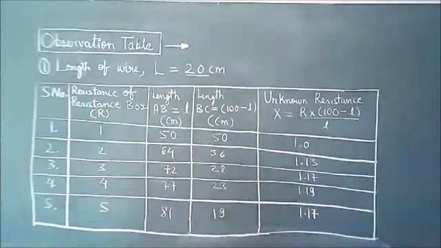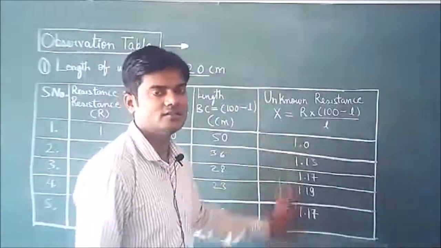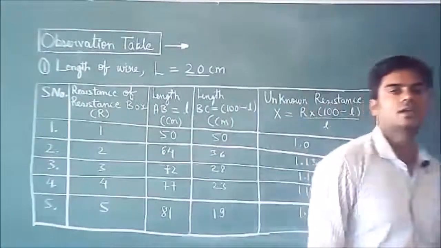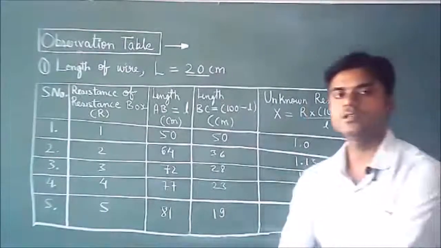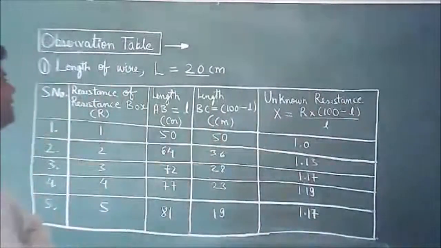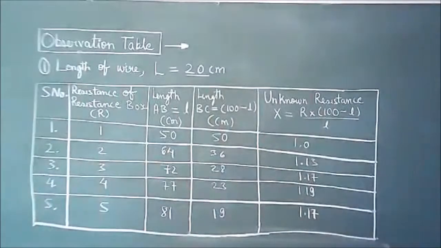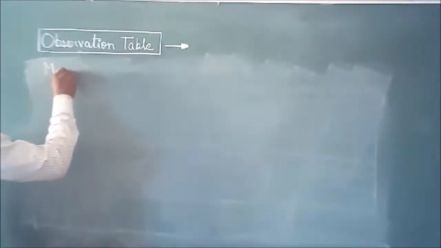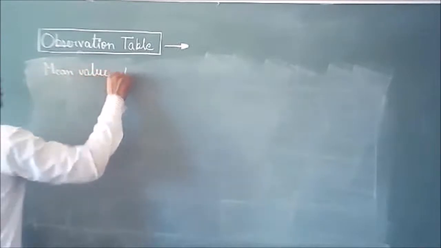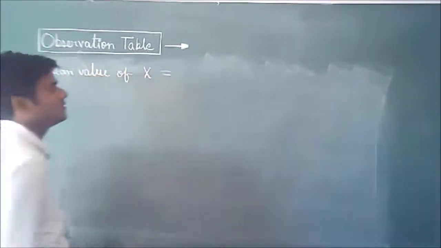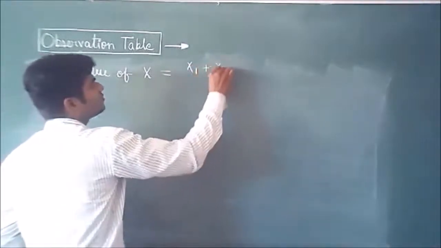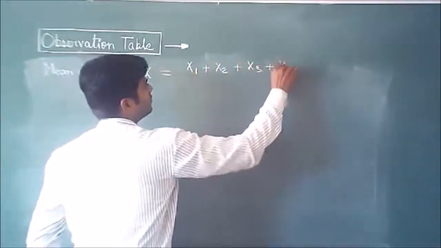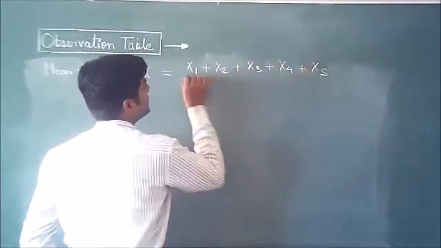So these are the values of the unknown resistance. Out of these values, we will calculate the mean value. How can we calculate the mean value? Very easily, by taking the average. We have 5 readings. So let us now calculate the mean value of unknown resistance X, which will be equal to X1 plus X2 plus X3 plus X4 plus X5, 5 readings, upon 5.